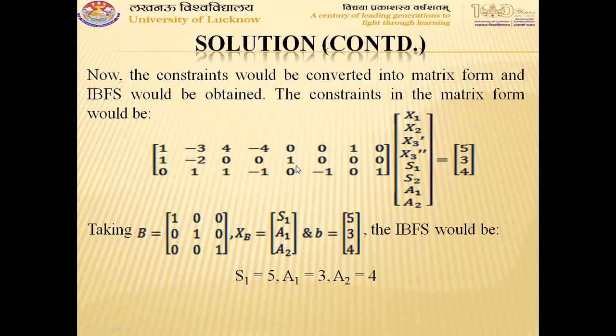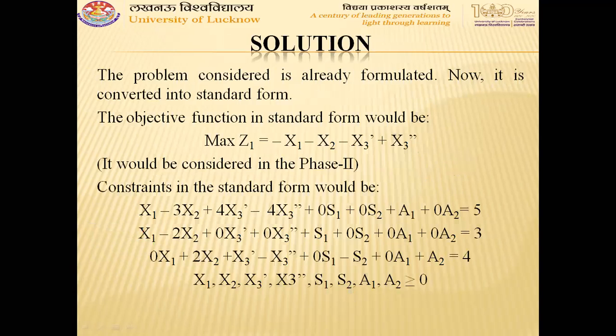So here you can see that the first column is this one, that is the seventh column of the constraint coefficient matrix, and the associated variable will be a1. So taking xb equal to s1, a1, a2 and b equal to 5 3 4, we would obtain that s1 is equal to 5, a1 is equal to 3 and a2 is equal to 4.